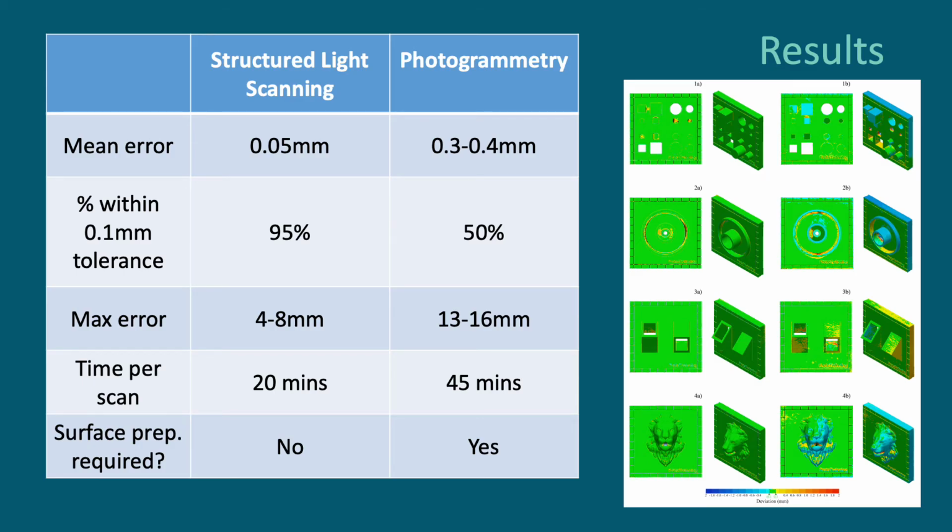So how did these two digitisation methods compare? Well, for full comparisons, please have a look at the paper, because obviously there's no time in the video to go through everything. But in a nutshell, structured light scanning had a lower mean error than photogrammetry. Structured light scanning had a higher percentage of measurements within tolerance. Structured light scanning had a lower maximum error than those of photogrammetry. Time per scan for structured light scanning was lower than photogrammetry. And finally, structured light scanning did not require any surface preparation, which was a big factor in decreasing this time.